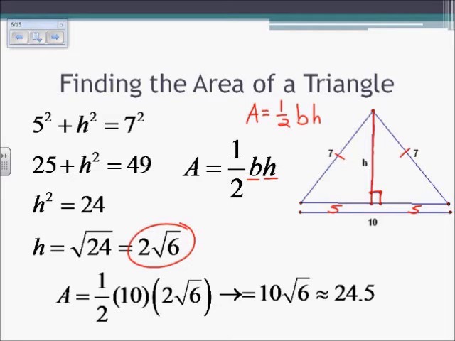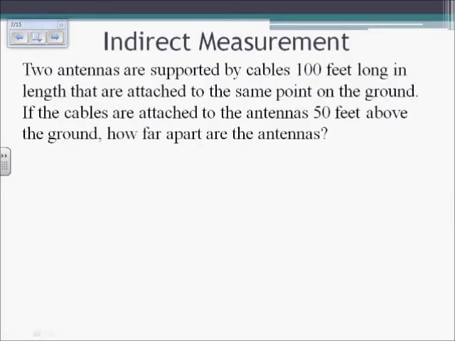Alright, indirect measurement. Two antennas are supported by cables 100 feet long that are attached to the same point on the ground. If the cables are attached to antennas 50 feet above the ground, how far apart are the antennas? Take a look at a diagram here.